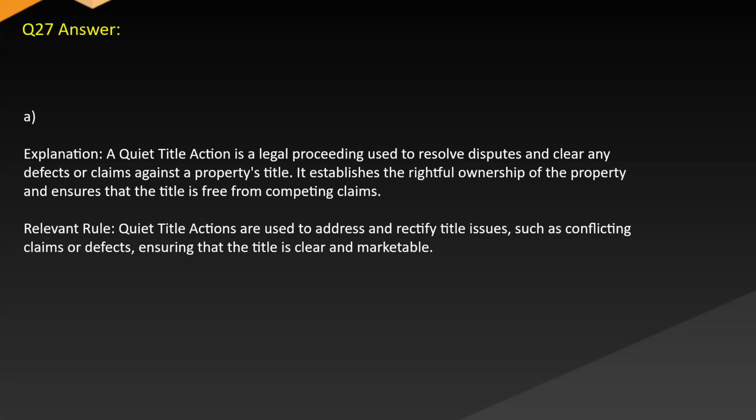Answer A. Explanation. A quiet title action is a legal proceeding used to resolve disputes and clear any defects or claims against a property's title. It establishes the rightful ownership of the property and ensures that the title is free from competing claims. Relevant rule. Quiet title actions are used to address and rectify title issues such as conflicting claims or defects, ensuring that the title is clear and marketable.